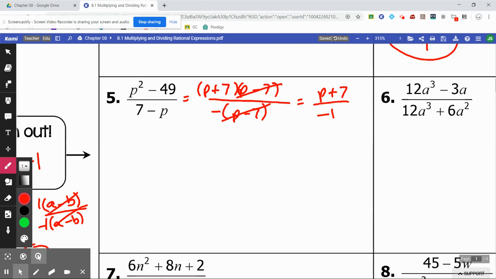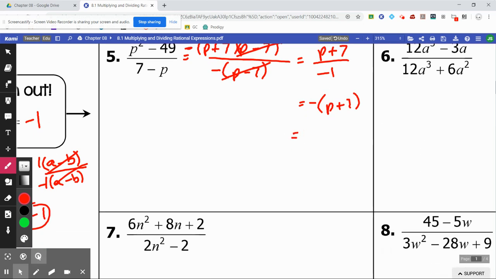Now, I don't like to write it like that. I'd rather put that negative on top, and you can do one of two things. You can either write this as a negative p plus 7 with the negative 1 on top, or you can distribute that and put negative p minus 7. Either one of these answers would be fine.